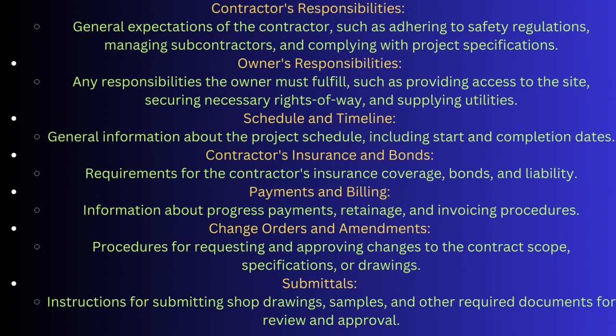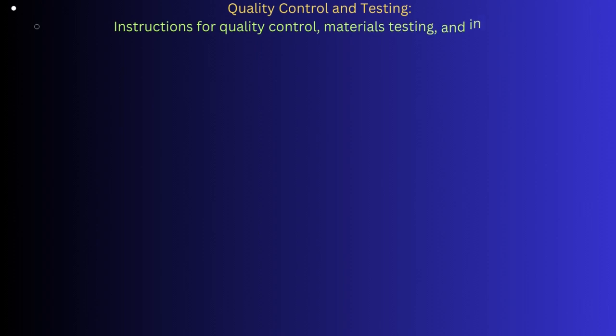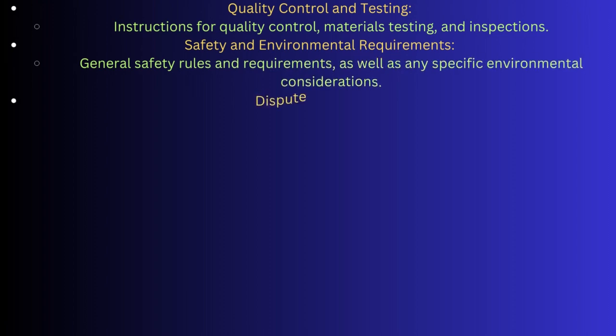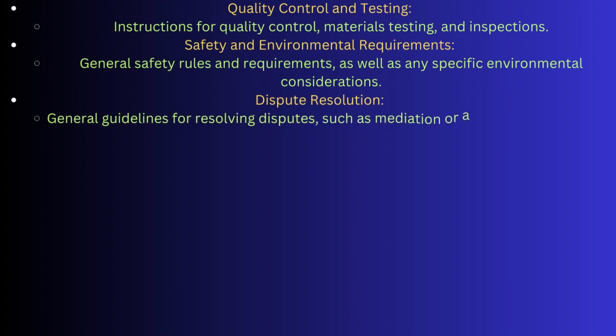Change orders and amendments: procedures for requesting and approving changes to the contract scope, specifications, or drawings. Submittals: instructions for submitting shop drawings, samples, and other required documents for review and approval. Quality control and testing: instructions for quality control, materials testing, and inspections. Safety and environmental requirements: general safety rules and requirements, as well as any specific environmental considerations.